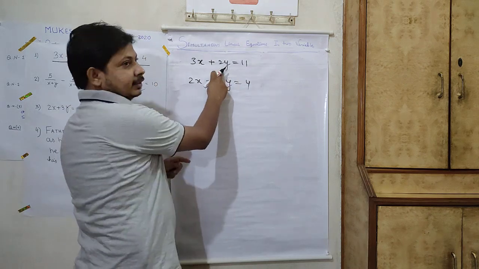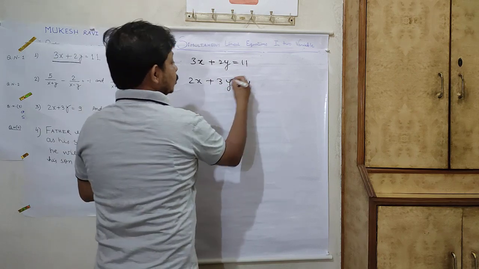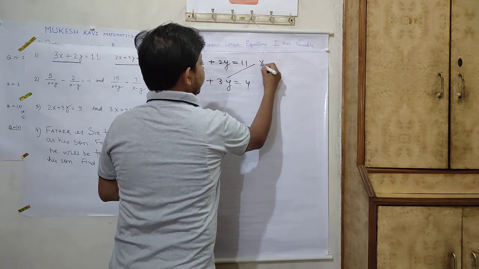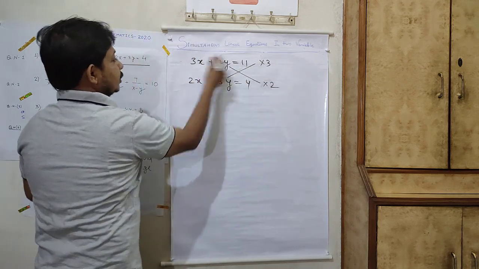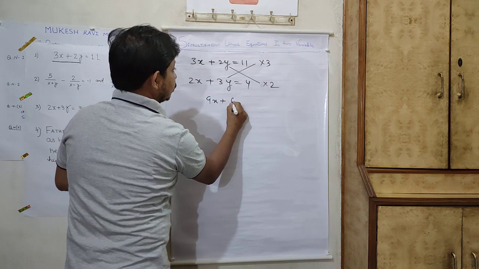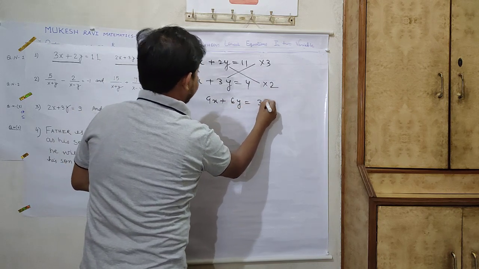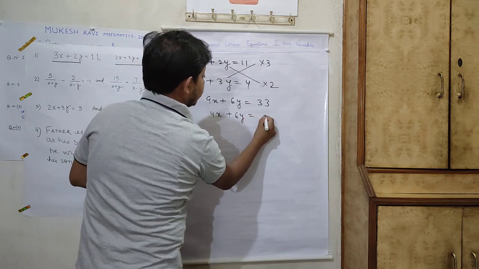So what is the coefficient of y here? 2. And what is the coefficient of y here? 3. So interchange. This will be multiplied by 3. This will be multiplied by 2. And then rewrite the equation. 3 3s are 9x plus 6y is equal to 33. 4x plus 6y is equal to 8.